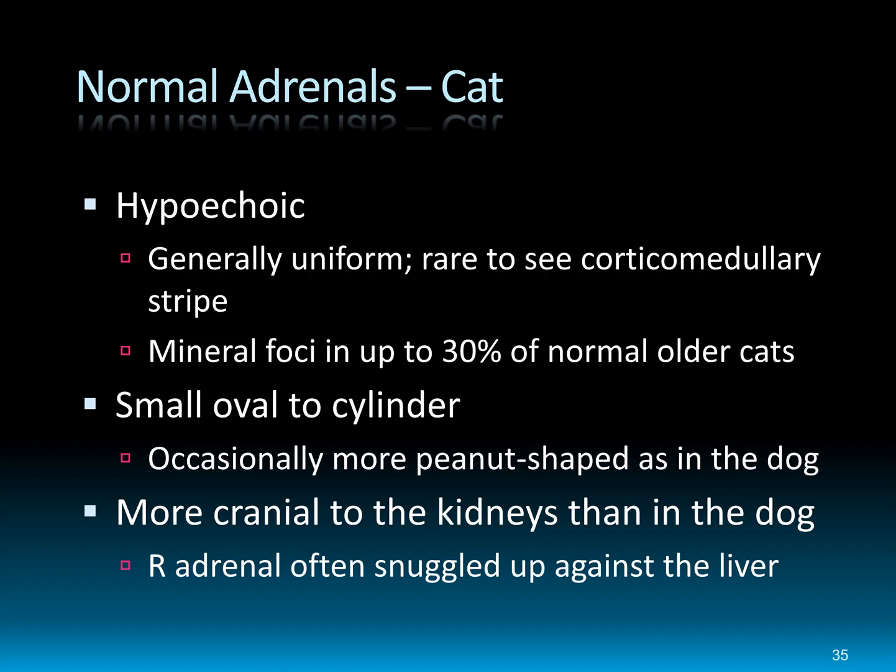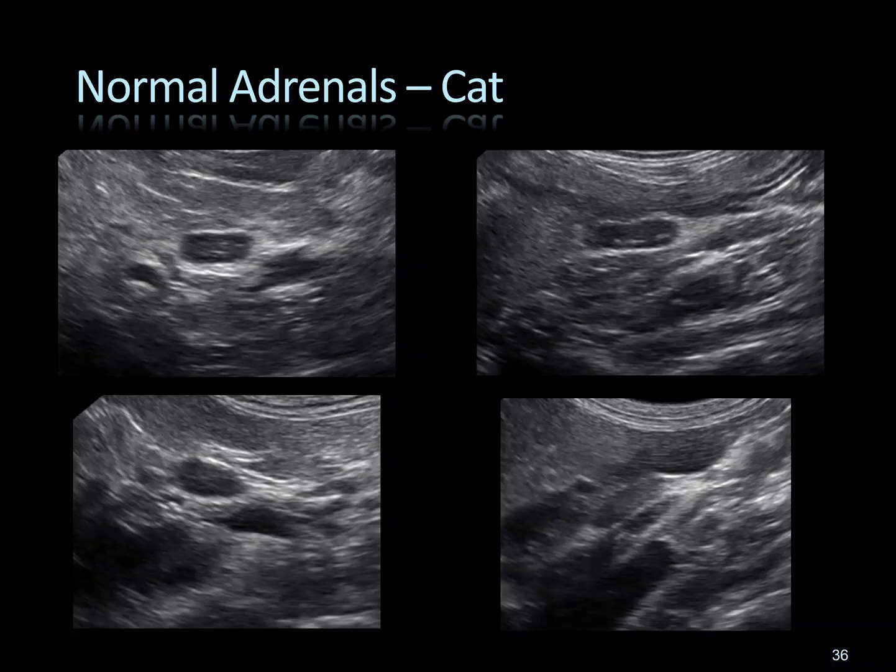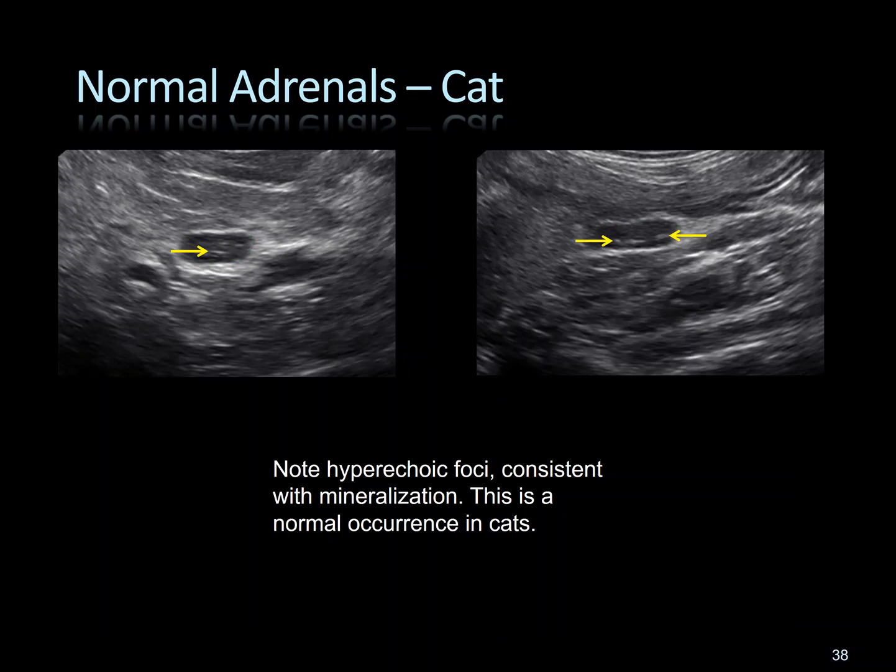They generally have kind of rounder, oval adrenal glands. They're not really peanut shaped. They're not quite as elongated as in a dog. And they're generally a little bit more cranial to the kidneys than a dog's adrenal glands are, with the right adrenal gland often snuggled up against the liver, and the left adrenal gland not quite as close to the cranial pole of the left kidney as you would expect in a dog. So a little less variation in appearance of adrenal glands size-wise, all fairly similar looking little ovals there. And like I mentioned, sometimes you'll see in older cats little hyperechoic foci. Again, normal mineralization, not too exciting there.